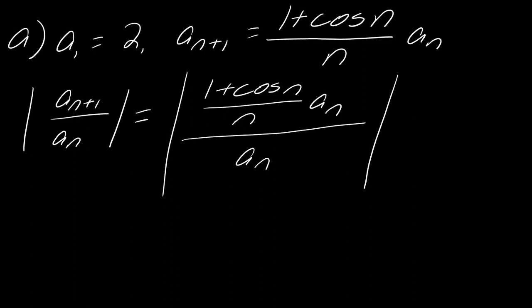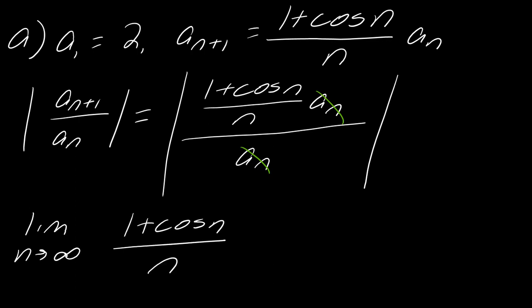It doesn't even matter what a sub n is, because ultimately it's going to end up canceling out, because the next term uses a sub n. And that's the beauty and the whole point of doing the ratio test with a recursive series. So then I just have to figure out the limit as n approaches infinity of 1 plus cosine n over n.